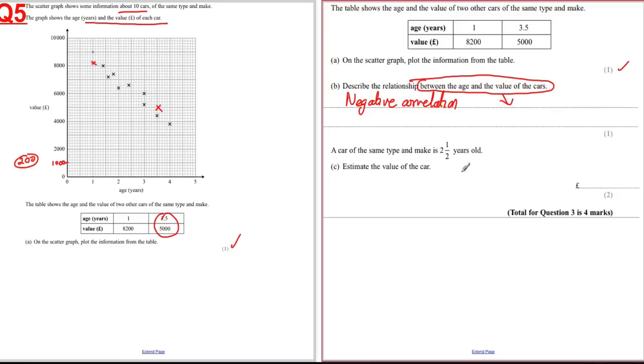And a car of the same type is 2.5 years old. Estimate the value. So estimate means draw a line of best fit first, before you do anything. 1, 2, 3 below, 1, 2, 3 up, and loads on. That's a great line of best fit to start with. And 2.5 years old, so go to the age, go to 2.5, and read across like that. It looks like 6,000 and one little square, so 6,200. So 6,200 would be the value of the car.